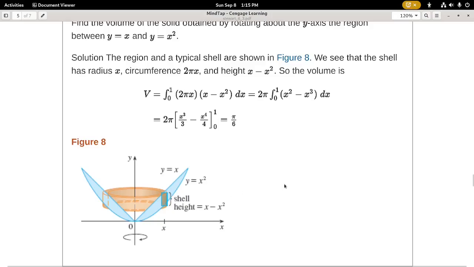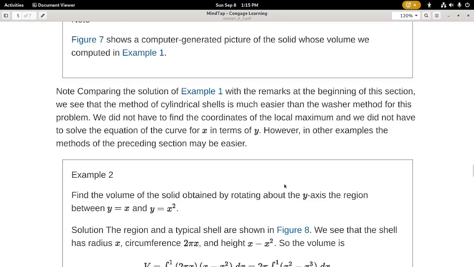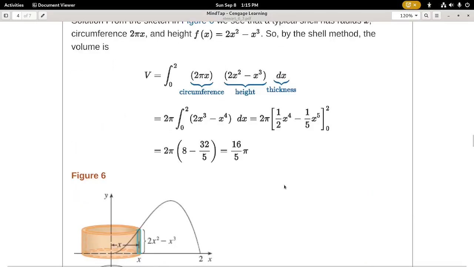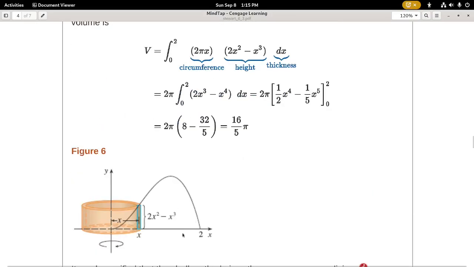So let's just compare this with the last example. In the last example, we had just one curve and then the x-axis. Well, you can think of this as a special case of the other example. It's just you have y equals 2x squared minus x cubed and y equals 0. So the height is still just the distance, top curve minus bottom curve. It's just our bottom curve, and this example was a special case. It just happened to be one of the axes. But yeah, you should always think of height as top curve minus bottom curve. Top curve minus bottom curve. Okay.